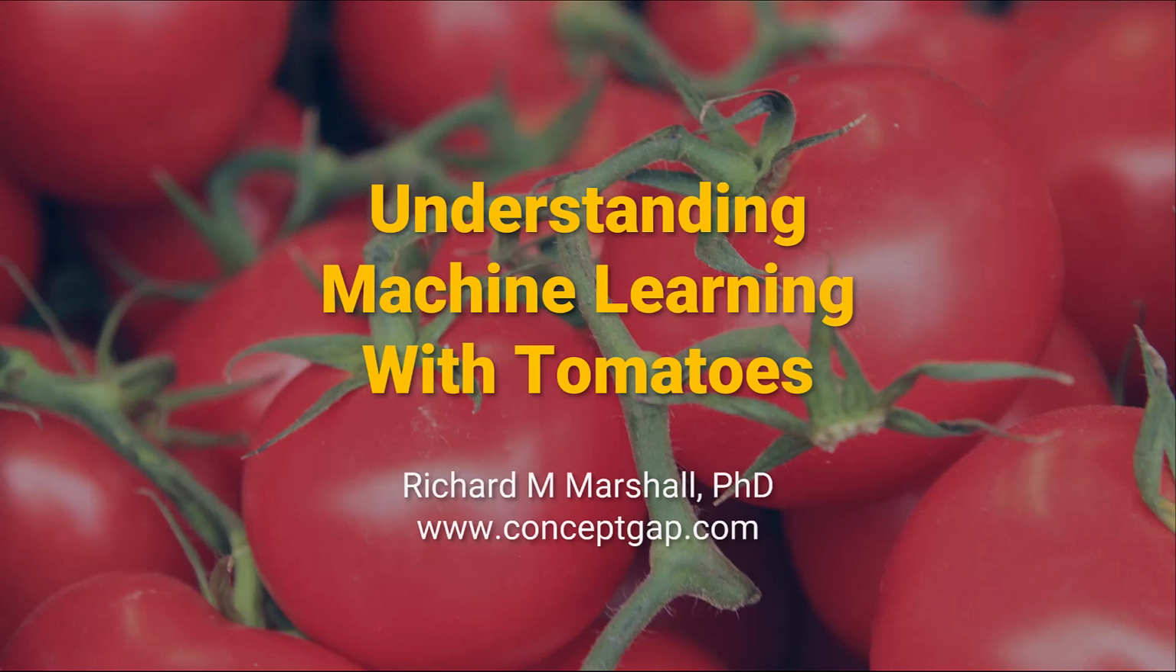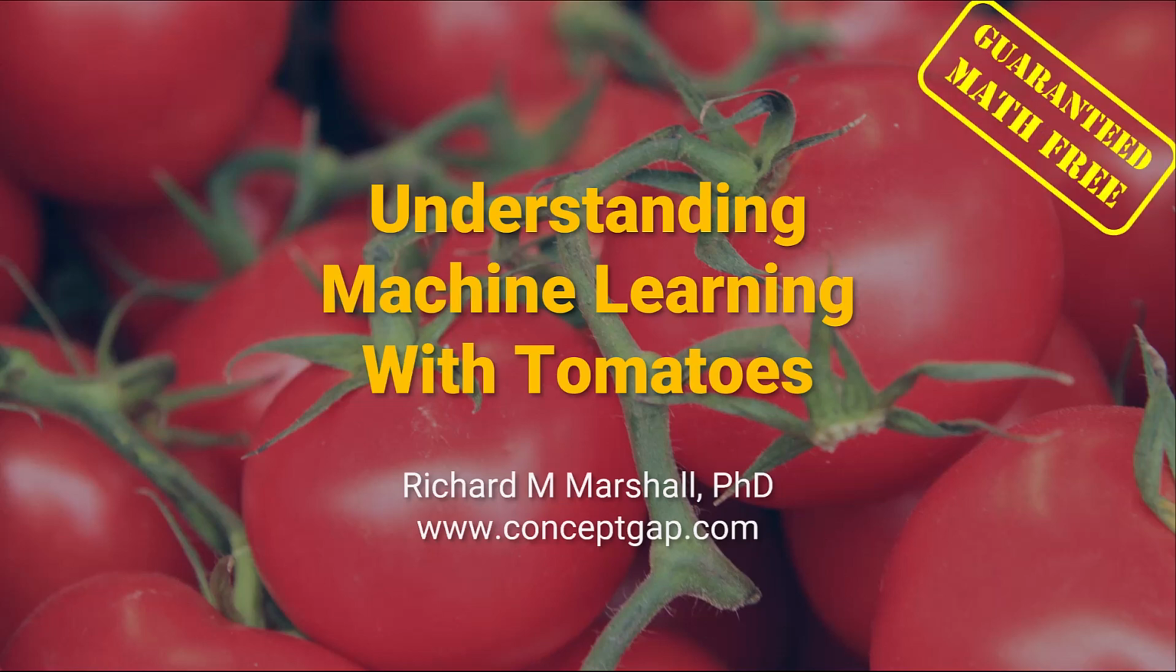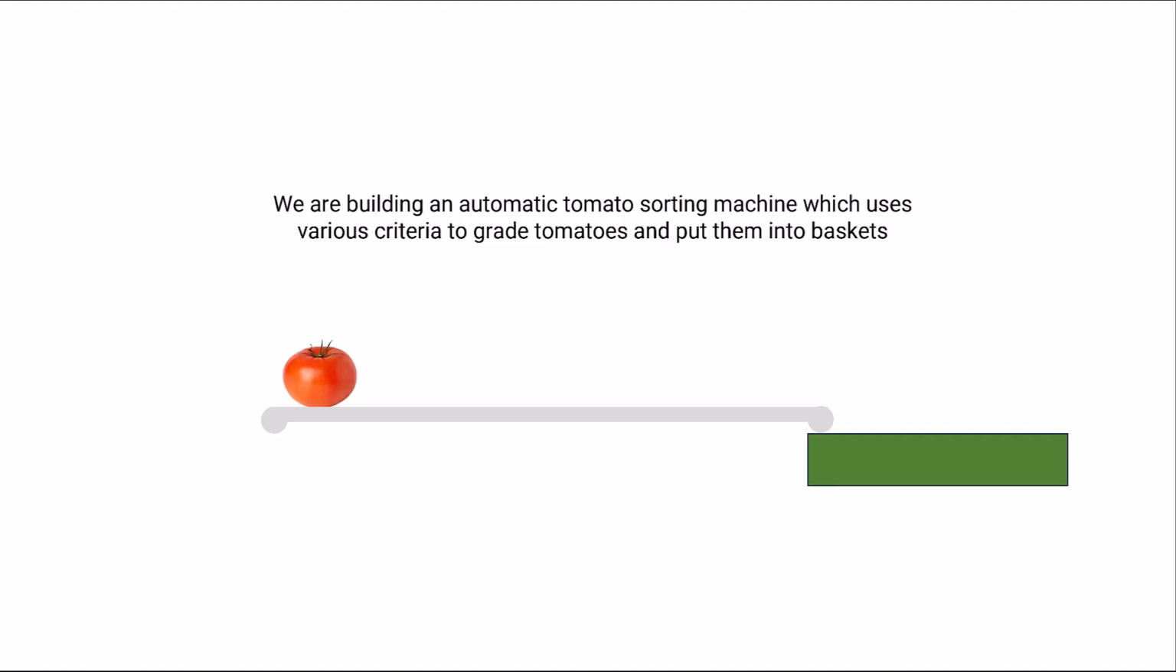So I decided that I'd have an attempt at explaining this, and I want to be guaranteed math free, so I decided I was going to use tomatoes. More strictly speaking, I'm going to use a tomato sorting machine as a concrete example of how we can actually use machine learning to do something that humans currently do in a very manual, labor-intensive manner.